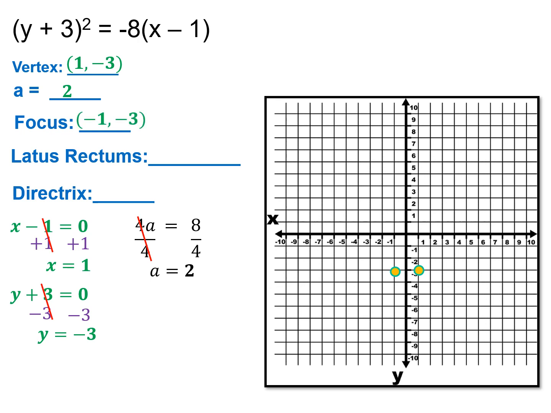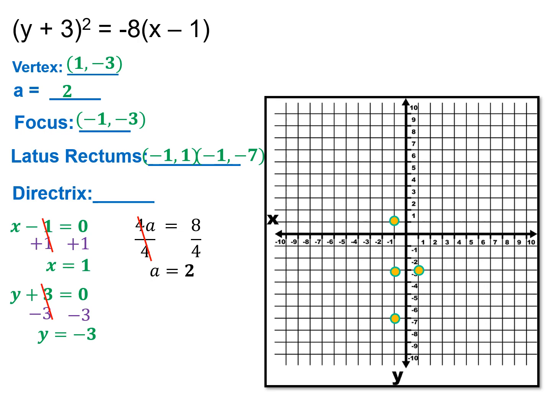Then identify the latus rectums along the focus. It's going upwards and downwards by twice a, which is 4 units. So 4 units up, it's going to be here, and 4 units downwards from the focus is here. The coordinates are (negative 1, 1) and (negative 1, negative 7).